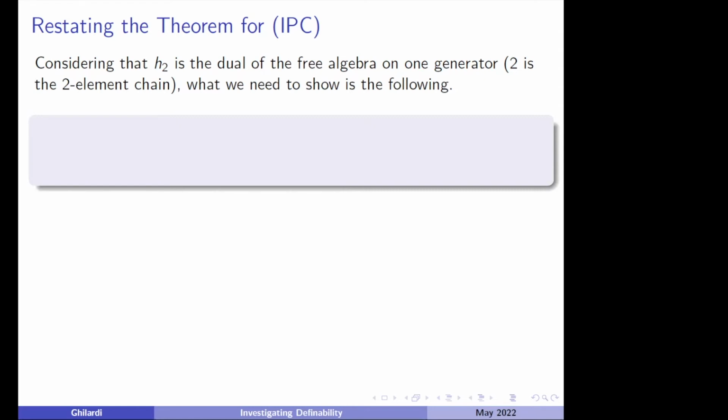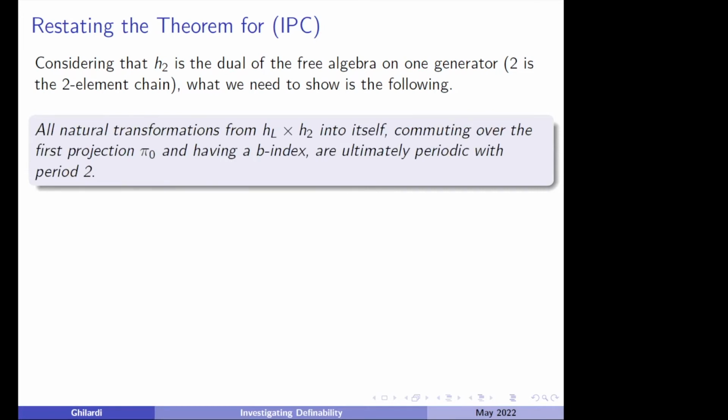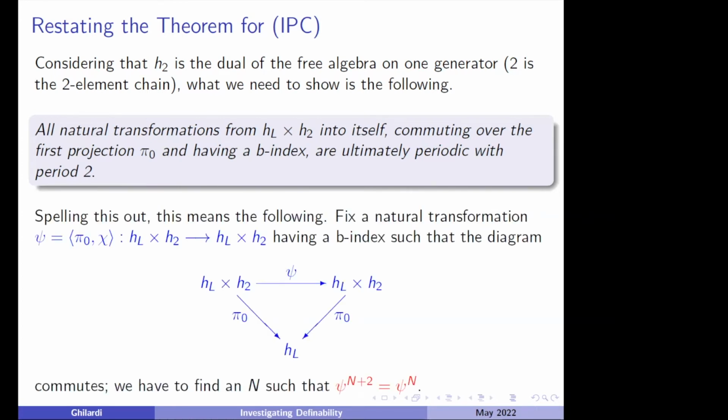Okay. And so what we need is the following: if you take a natural transformation from the evaluation sheaf cross this H2 into itself, commuting with the first projection, then this is ultimately periodic. This is the formulation of the Grothendieck theorem in our setting. And this is what it means: fix a natural transformation of this kind, which commutes with the first projection, and you have to find a big n in such a way that you have this periodicity. This big n will depend on the B index of psi. Because the important thing is that this has a B index.